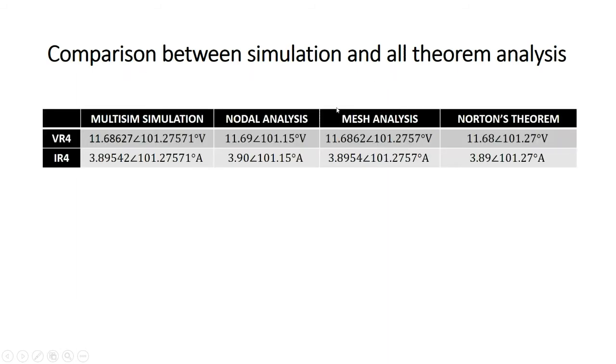By doing that, we can compare the simulation and all the theorem analyses that we have done. So we have the Multisim simulation values for the voltage and current of resistor 4. We can see that the Multisim simulation value is exactly the same as the nodal analysis, mesh analysis, and Norton theorem. So here we can conclude that we can find the voltage or current value for any circuit in the Multisim simulation. Thank you.